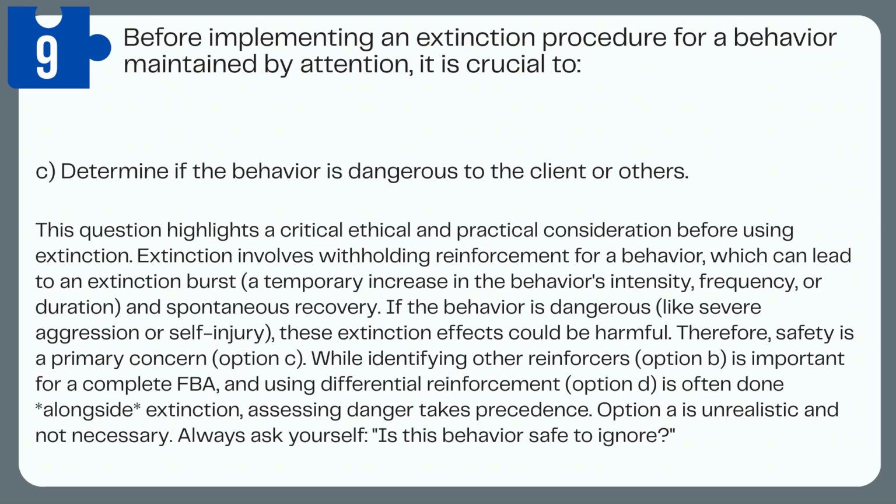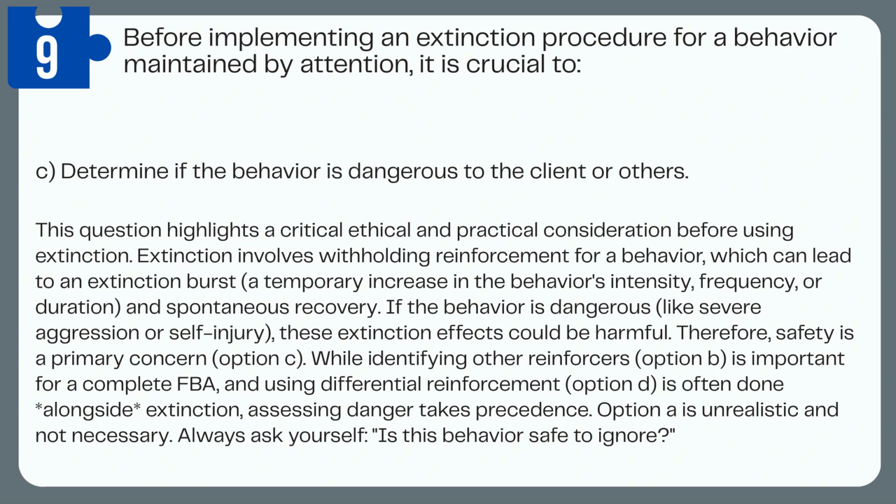Answer: C. Determine if the behavior is dangerous to the client or others. This question highlights a critical ethical and practical consideration before using extinction. Extinction involves withholding reinforcement for a behavior, which can lead to an extinction burst, a temporary increase in the behavior's intensity, frequency, or duration, and spontaneous recovery. If the behavior is dangerous, like severe aggression or self-injury, these extinction effects could be harmful. Therefore, safety is a primary concern.